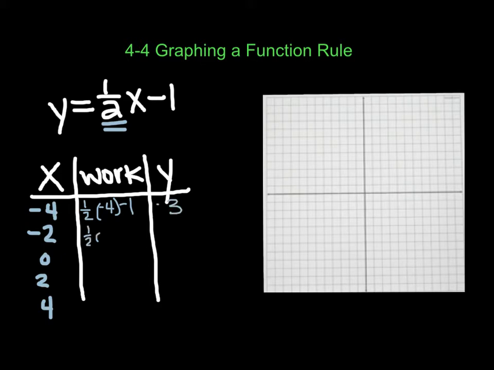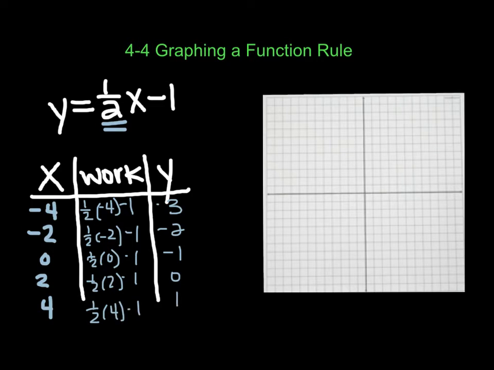Then you plug in your -2. 1/2 times -2 is -1, minus 1 is -2. You plug in your 0 for x. Half of 0 is 0, minus 1 is -1. 1/2 times 2 is 1, minus 1 is 0. And then if you take 1/2 times 4 is 2, minus 1 is 1.